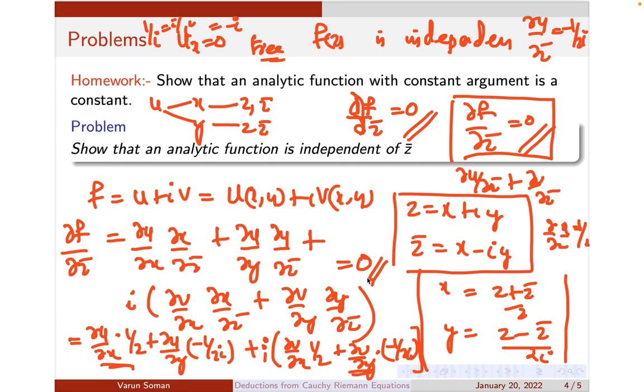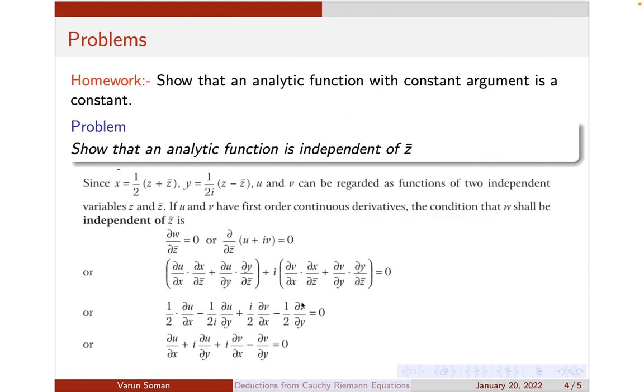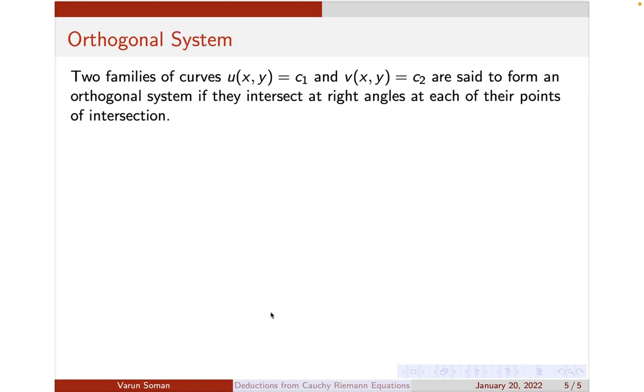Please try to write it by yourself. I will give the proof here, but try to write it by yourself. This is the idea: you're just rewriting x and y in terms of z and z̄, and then you're applying the chain rule. So please try to do it by yourself, and you can just check it out. Moving forward, let us look at one more question.